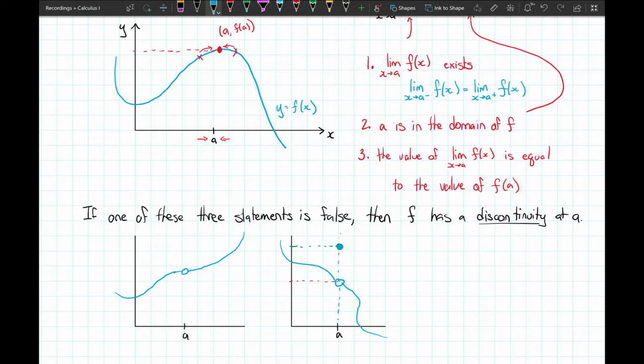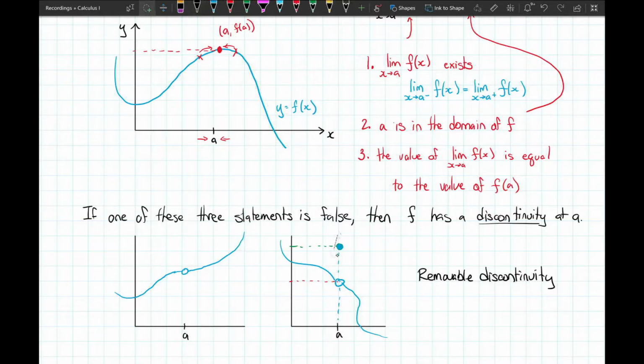Sure enough, the limit exists. A is in the domain of f, but the value of the limit is not the same as the value of f of a. Now, both of these kinds of behaviors we call a removable discontinuity. And the way I like to think about a discontinuity of this kind of form, the way it's called removable, it's just kind of like a pothole in the pavement, and you can patch that up.